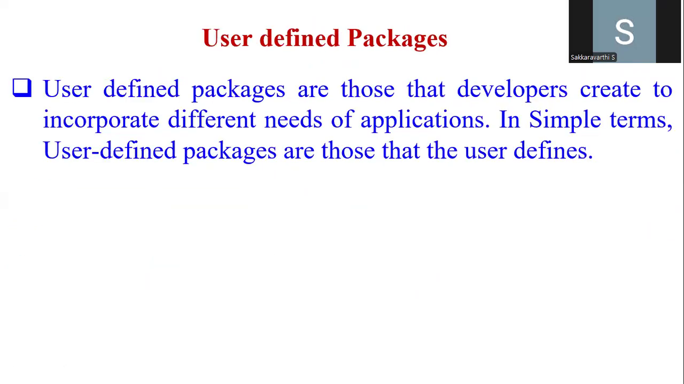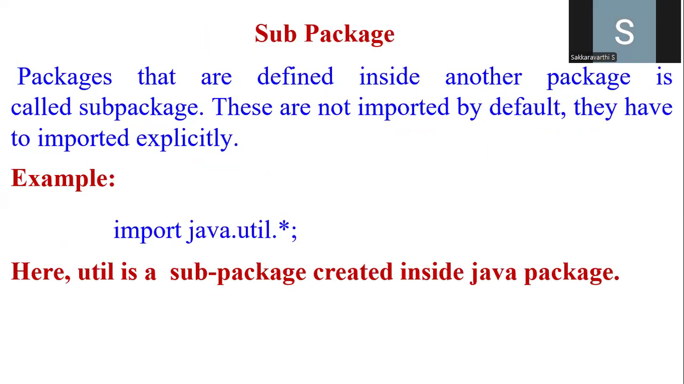Then user-defined packages. Suppose we want to create our own user-defined package, we can do so. For that, we need to declare the statement package followed by the package name. Then subpackages: packages that are defined inside another package are called subpackages. These are not imported by default. They have to be imported explicitly. For example, import java.util.*. Here util is a subpackage and java is the main package.